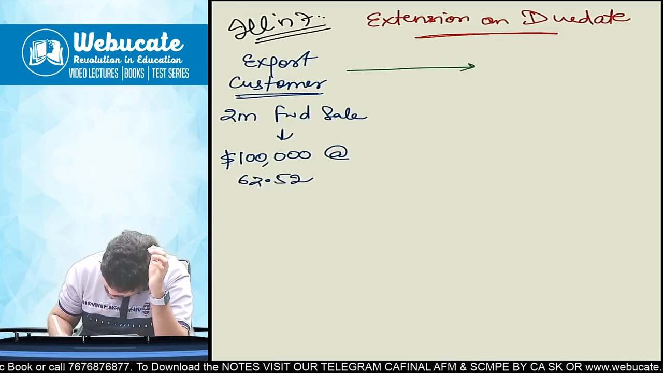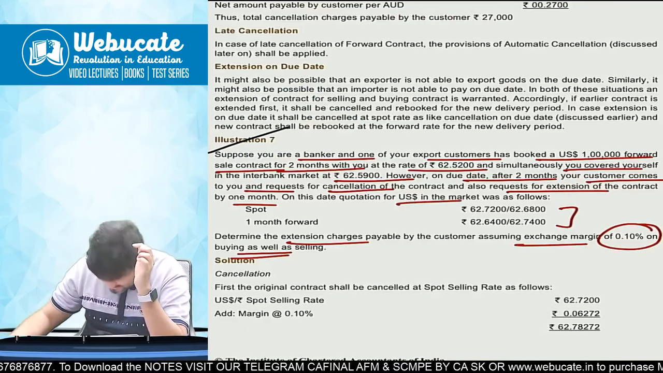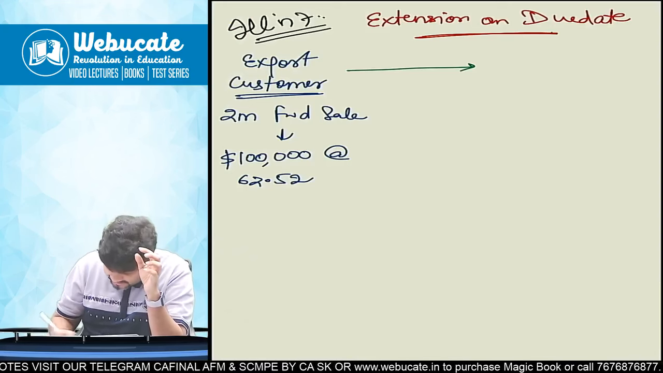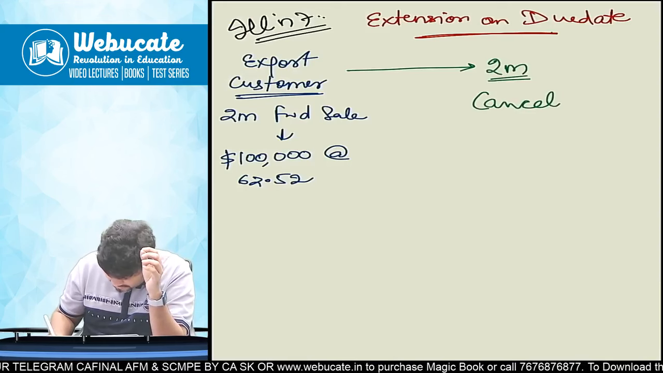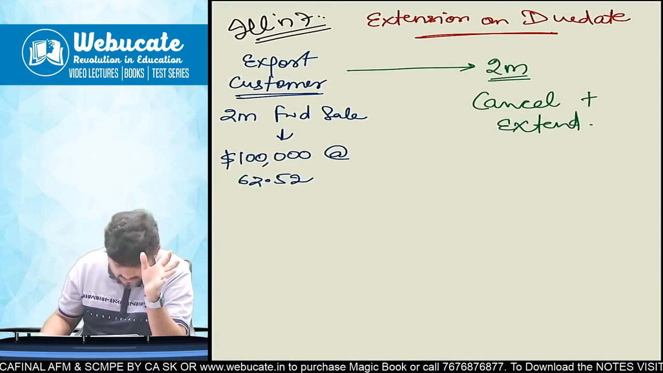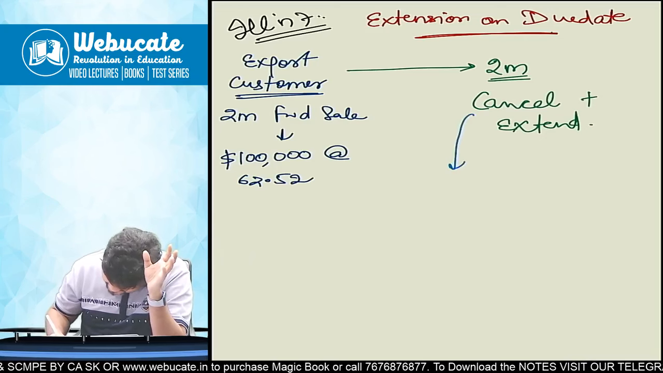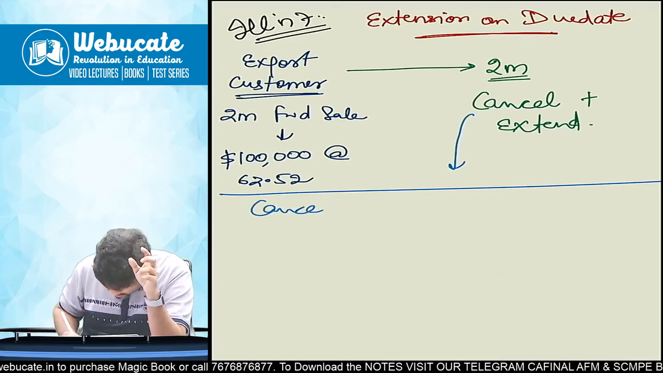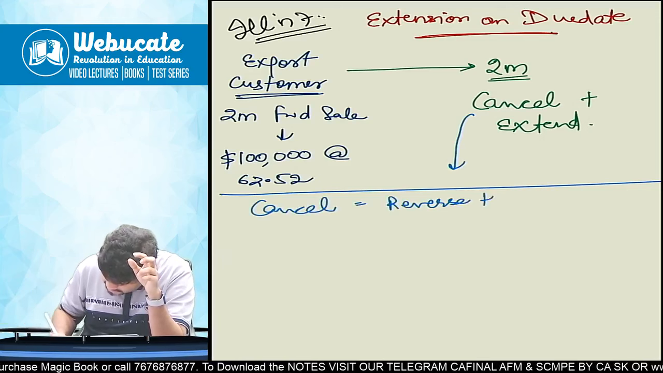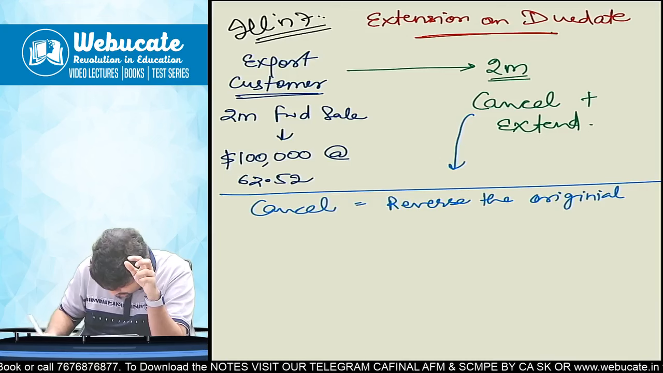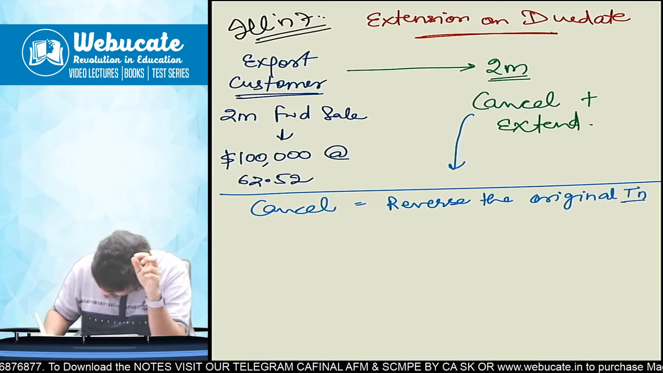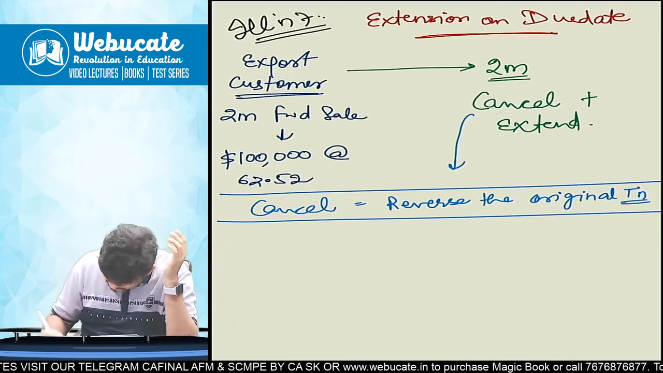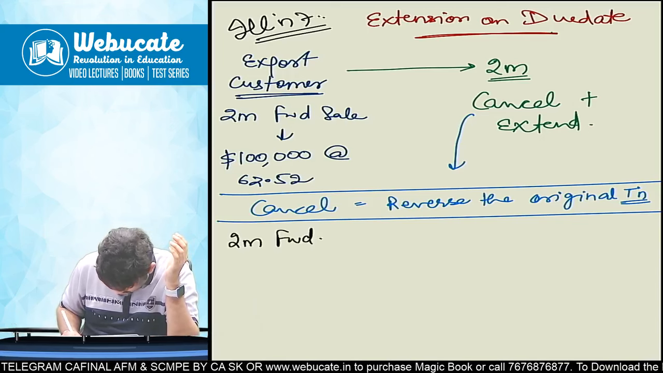Now what will happen? 2 months later, customer comes to you for cancellation. So this was 2 months. So extension on due date is coming. So 2 months: cancel plus extend. First cancel. How do you cancel? Reverse the transaction. So 2 month forward sale, purchase spot. How do you cancel? Reverse the original transaction. How are you going to do that? So, 2 month forward sale.